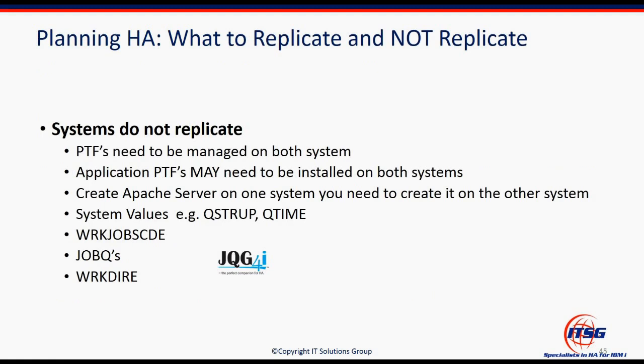So, what to replicate and what not to replicate. Systems do not replicate. This is kind of an unknown in most cases anyway. So if I update PTFs on my IBM i, I need to go to my target machine and update them as well. Application PTFs may need to be installed on both. Again, when you do PTF updates, you need to tell them that you're in a high availability environment. How does it handle replication to the target system? Or do I need to go apply PTFs on my target system?